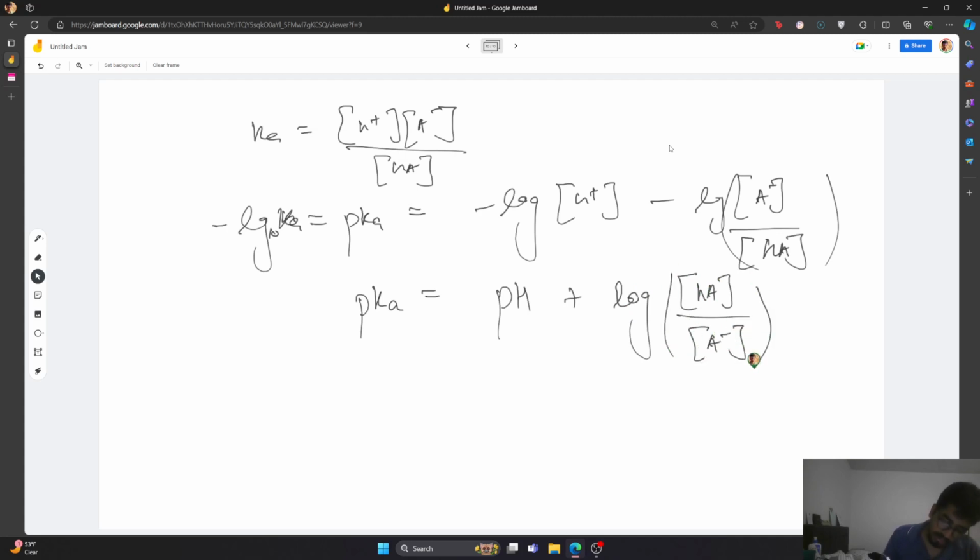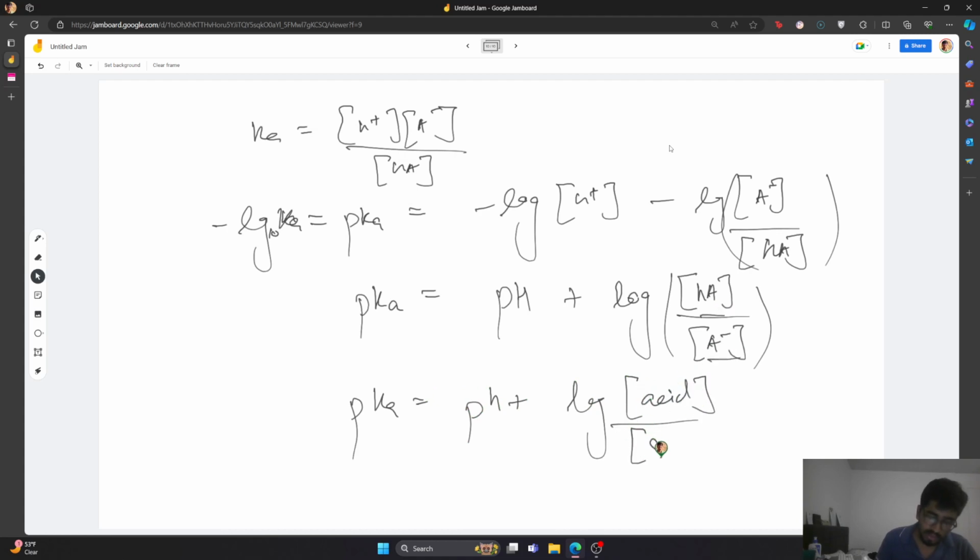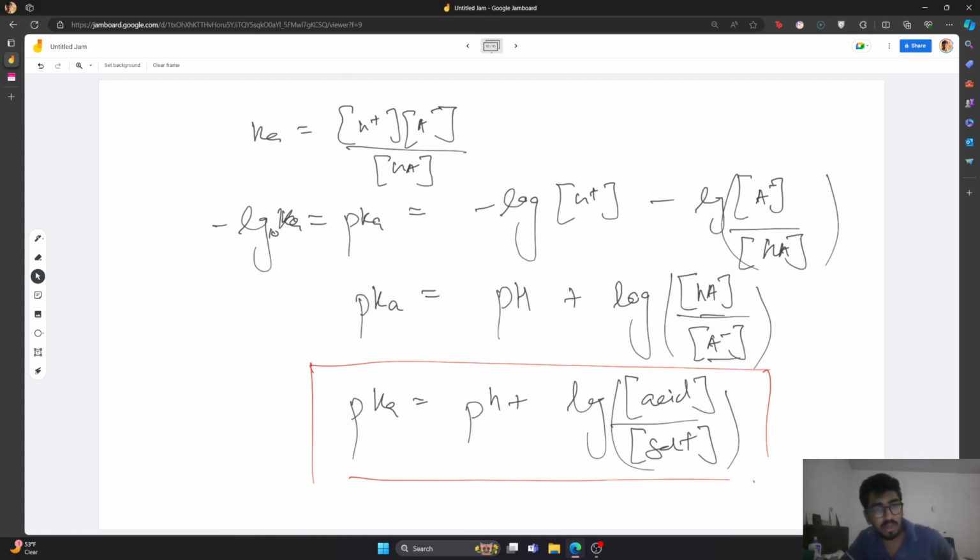So you get something like this. This is the concentration of acid on the top, and this comes from the salt, as we talked about. So concentration of acid by concentration of salt. So this then becomes in a way the equation that you can use. If you know the K and you know these, if you know three, then you can find the fourth one, always.